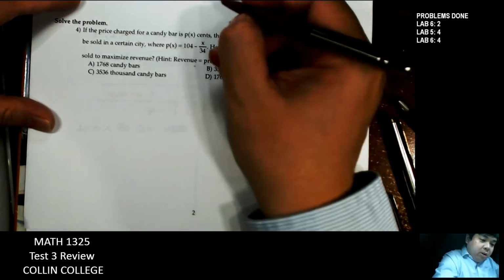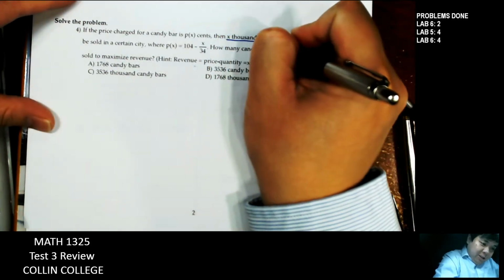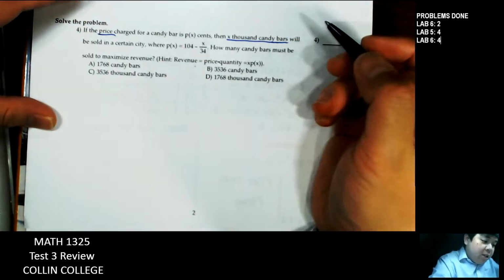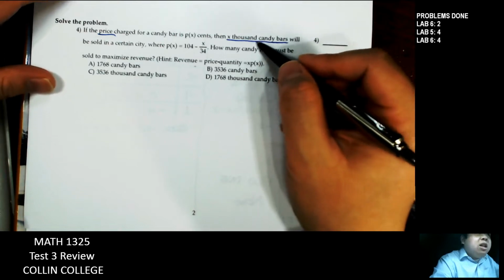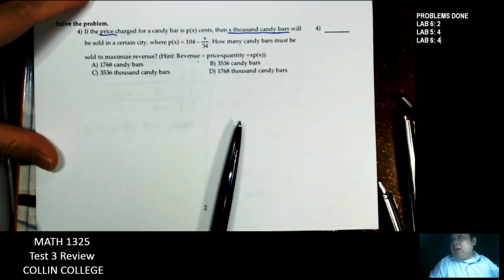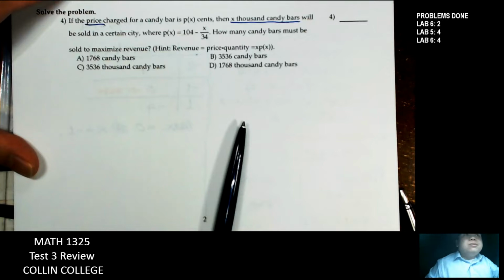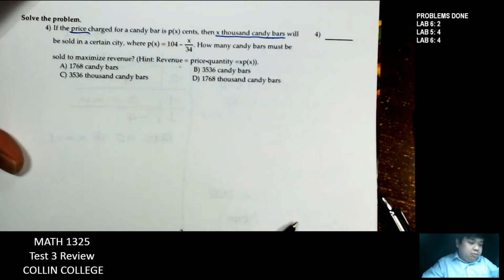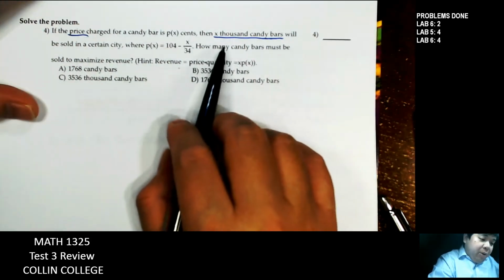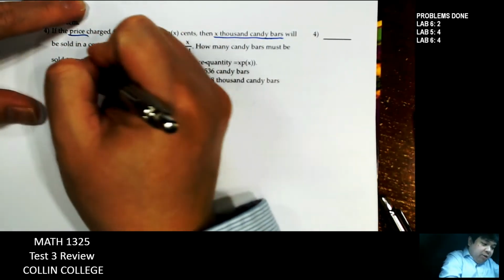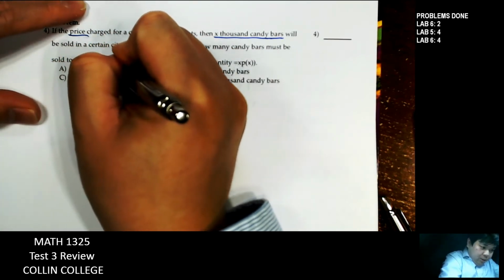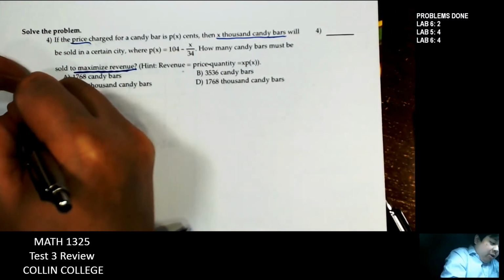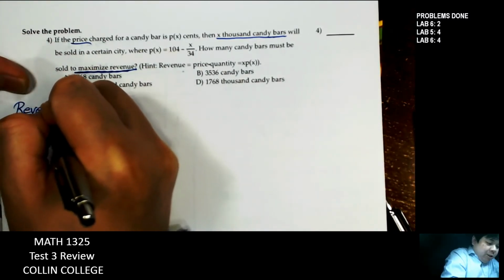So it says the price changes that, in thousands of candy bars. And we have the price is given by that, where x is, in this case, the quantity. You can zoom back in. So we have: how many candy bars must be sold to maximize revenue.